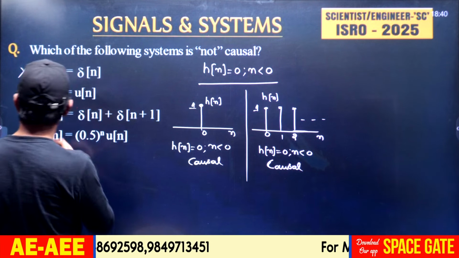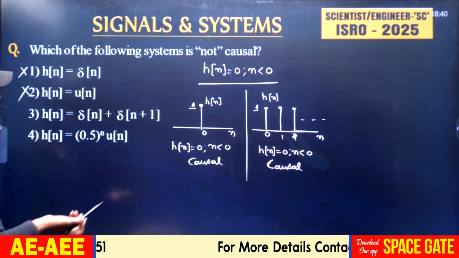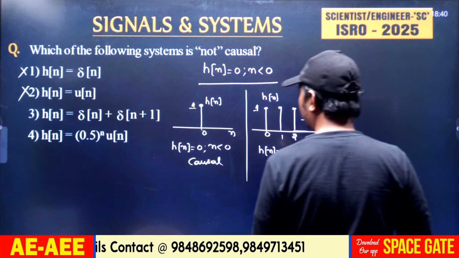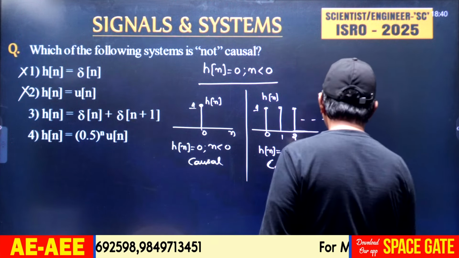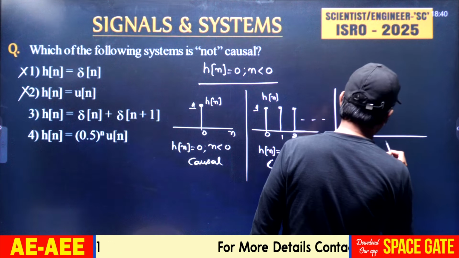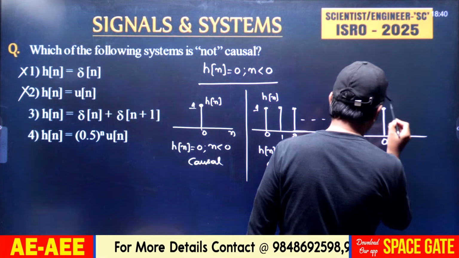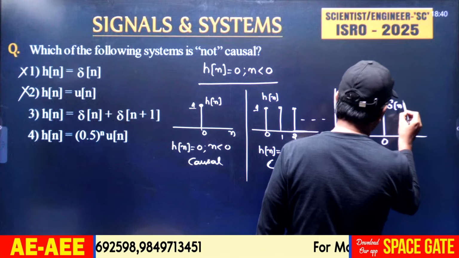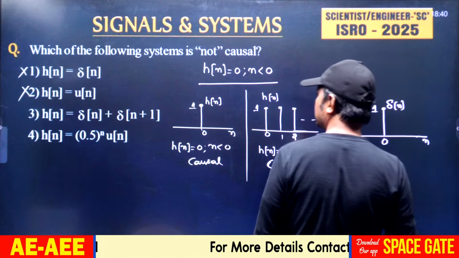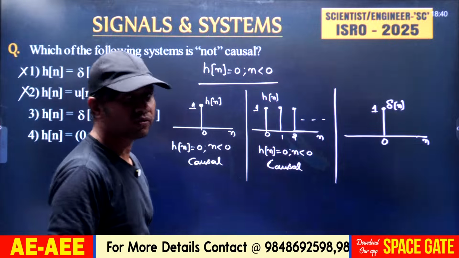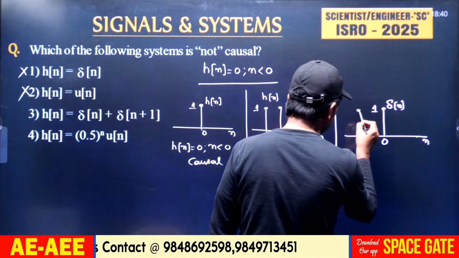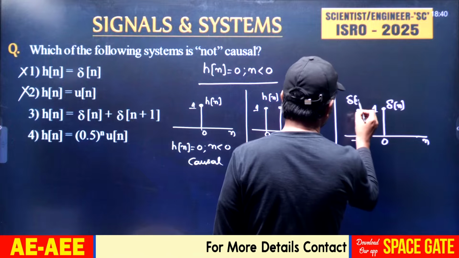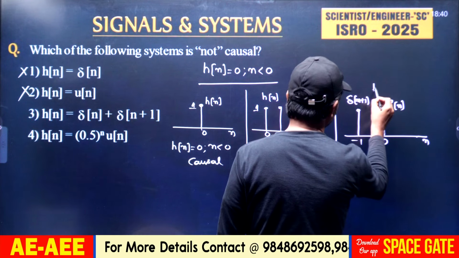So this is not the answer because it's asking for not causal. Del of n plus del of n plus 1. So del of n is this one, the discrete time unit impulse, plus del of n plus 1. Del of n plus 1 is an advanced version of del of n by 1 unit. So this is the impulse response.